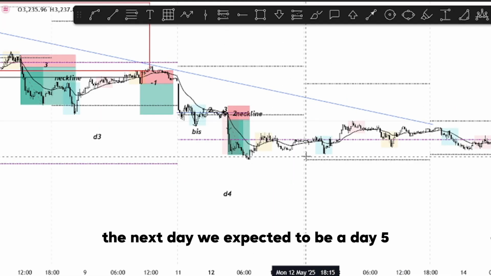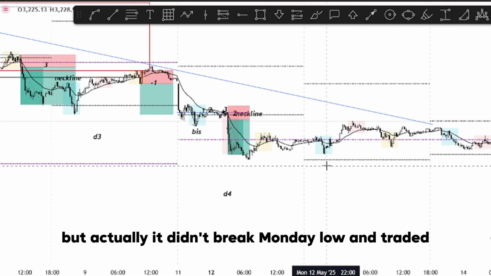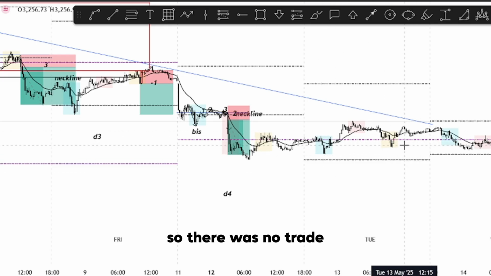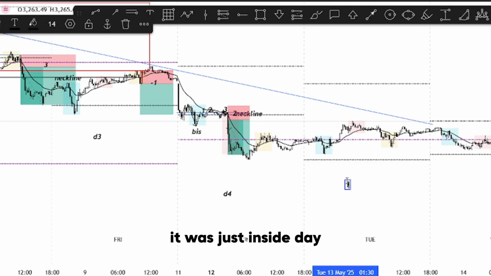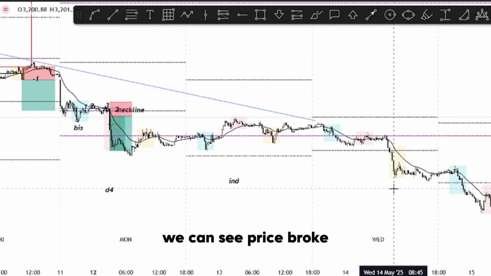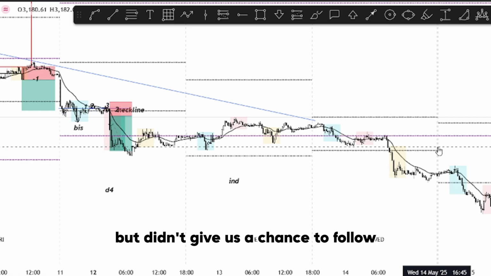The next day, we expected to be a day 5, but actually it didn't break Monday low and traded inside, so there was no trade. It was just an inside day. After the inside day on Wednesday, we can see price broke Tuesday low at the start of New York session, but didn't give us a chance to follow.